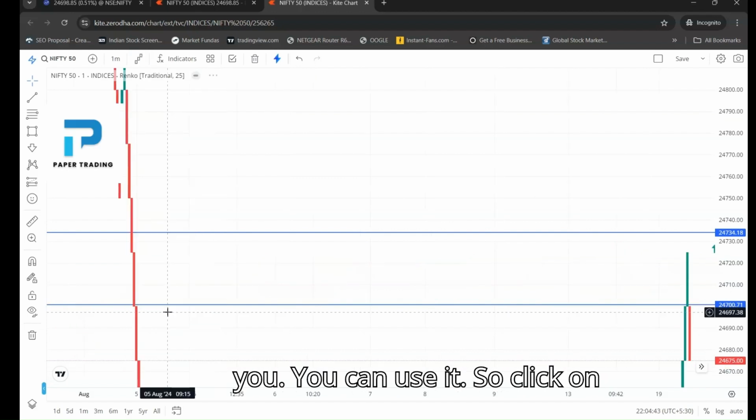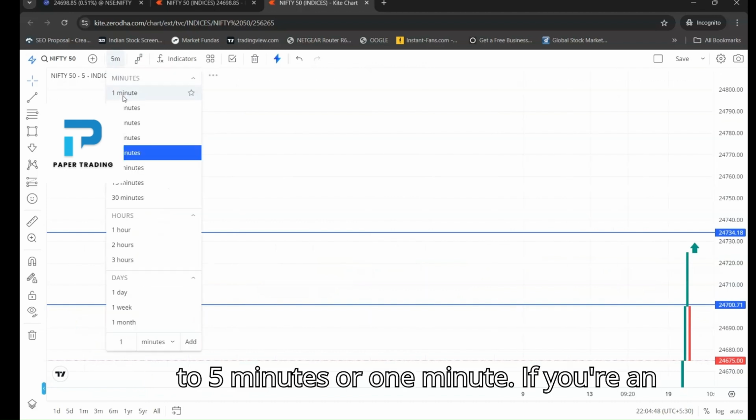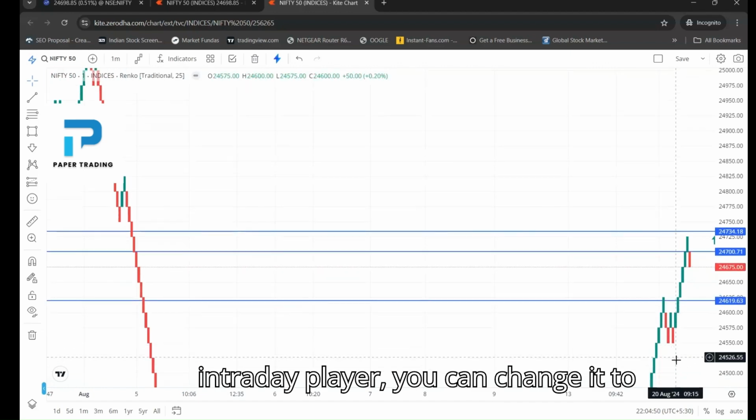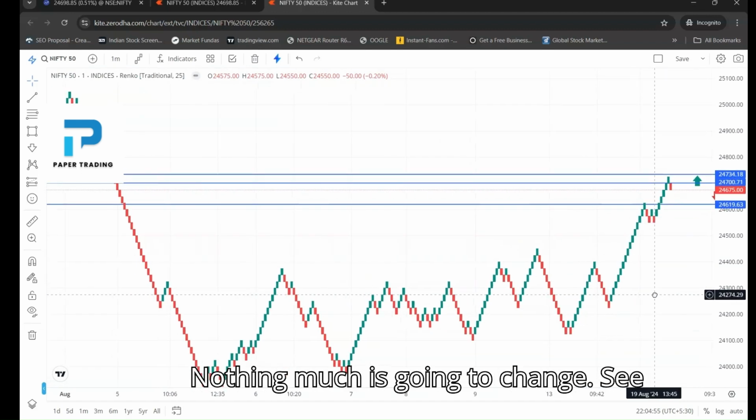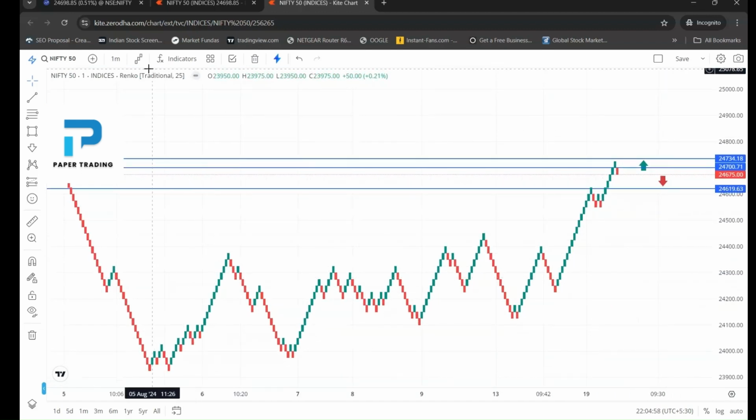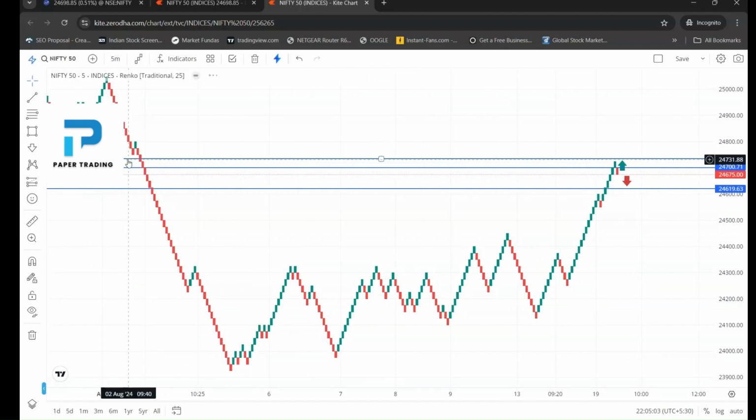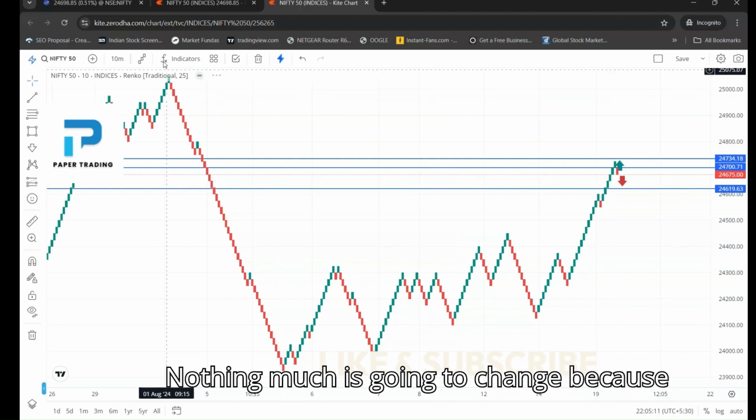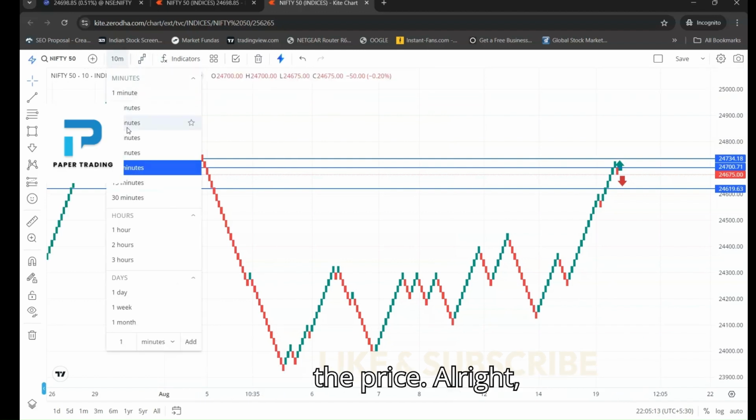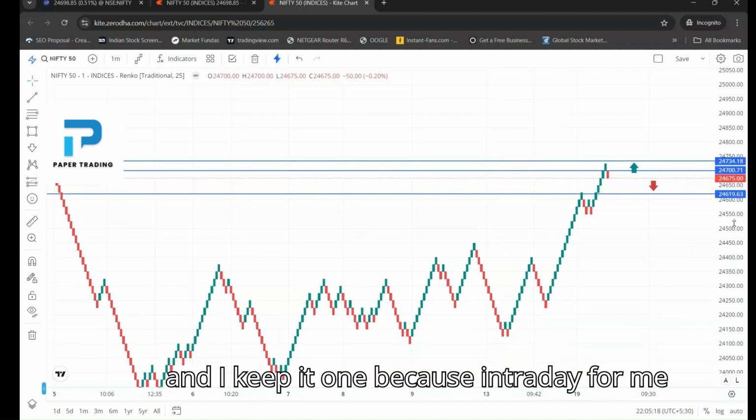You can use it. So click on Renko, then change the time frame to 5 minutes or 1 minute. If you're an intraday player, you can use 1 minute or 5 minutes. Nothing much is going to change. Look at this Renko chart on 1 minute, and I'm going to change it to 5 minutes, then 10 minutes. Nothing much is going to change because Renko doesn't work on time. It works on the price. And I keep it at one because I'm an intraday player.